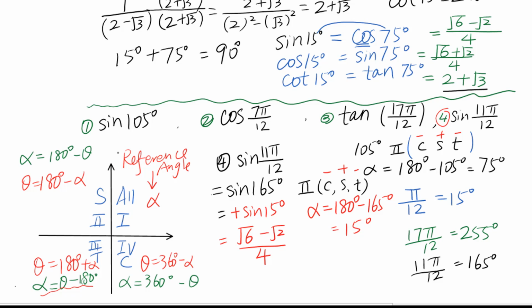So when you use compound angle identities to evaluate trig functions, as long as you can remember the value of a trig function of 15 degree, you can figure out the trig function of n pi over 12.